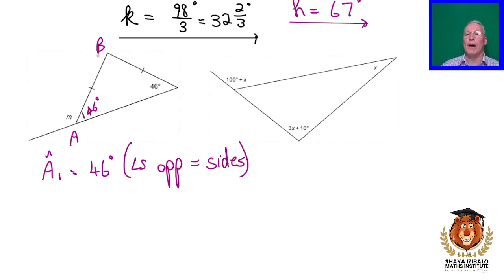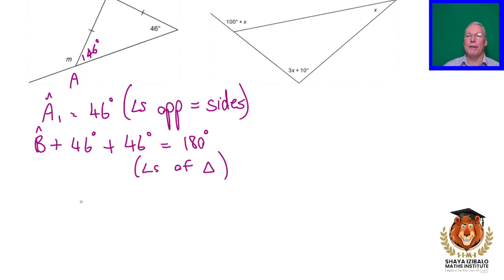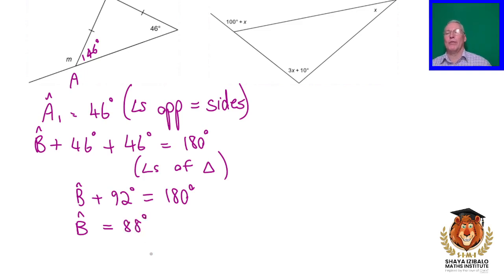Okay, so now angle B plus 46 plus another 46 must equal 180 degrees. Reason for that, angles of triangle. So we've got B plus 92 is 180. If we subtract 92 from both sides, we get 88 degrees. So angle B is 88 degrees. It looks about right. It looks almost like a right angle. 90 degrees would be a right angle.